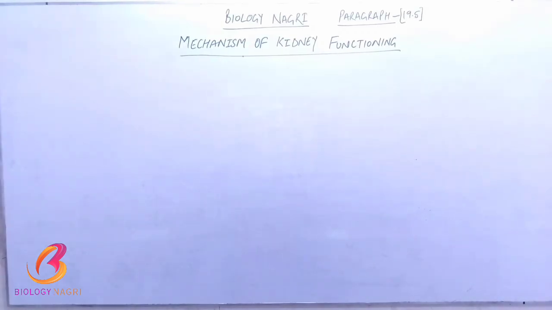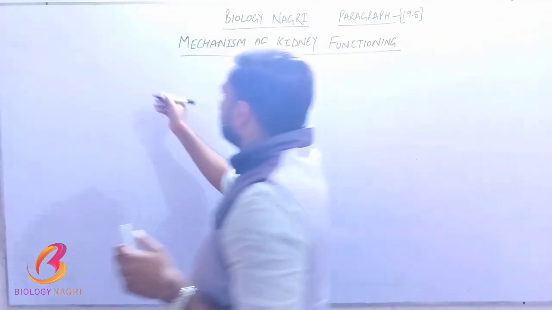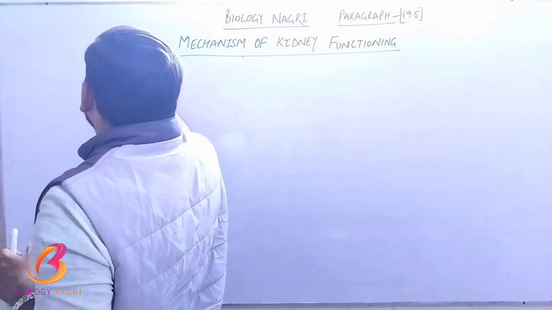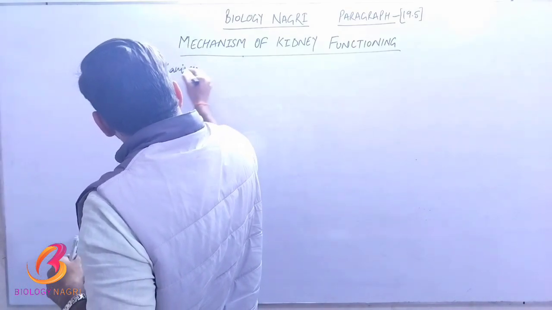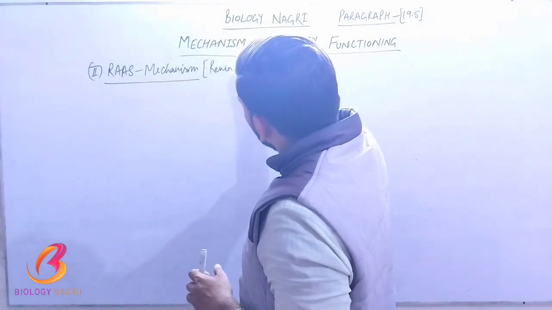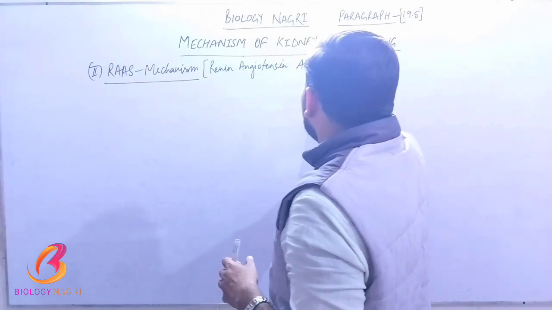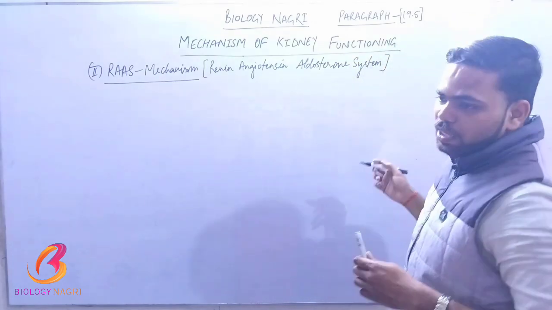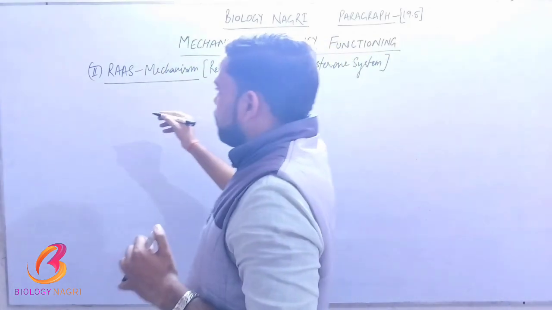Now see the second mechanism, which is called RAS, the renin angiotensin aldosterone system. This is a very important concept. This system also acts when there is a downfall in the blood volume and the glomerular filtration rate. What happens there? Let's see.